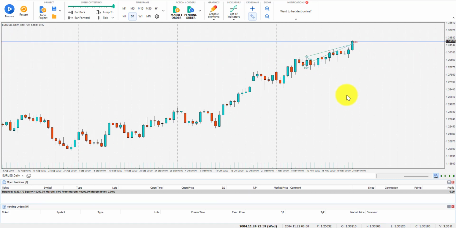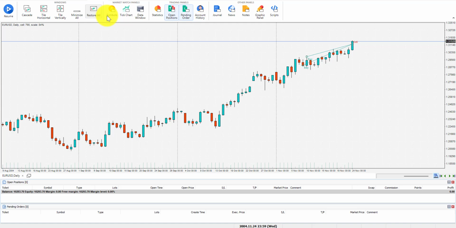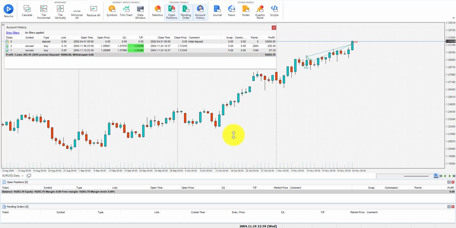I don't know if we're going to, I think we're going to hit it. Okay, we hit it. So let's just dig into my window here of account history. That's what we want to see. Yep, there we go. So again, here's the difference.